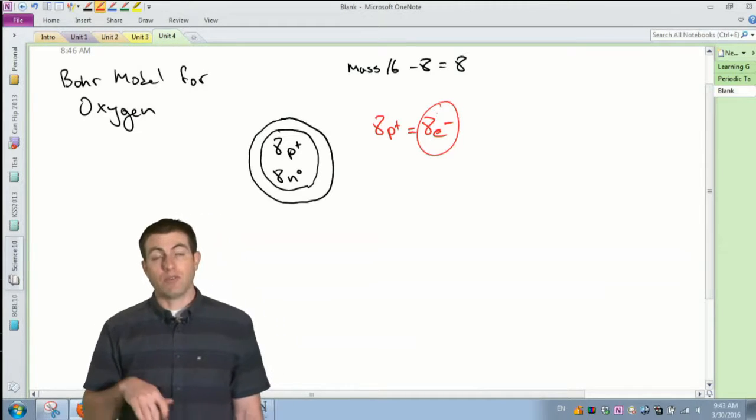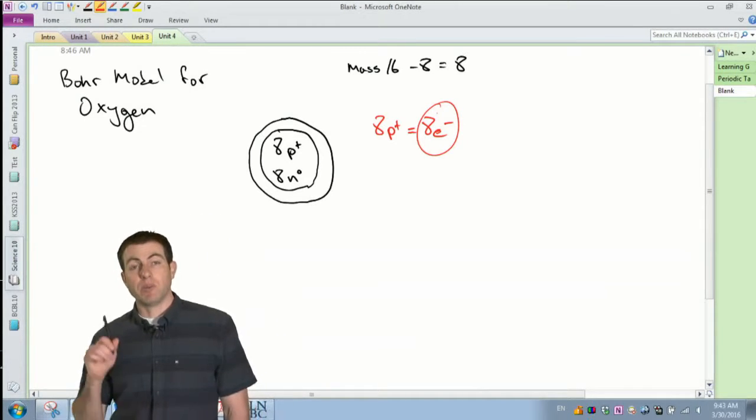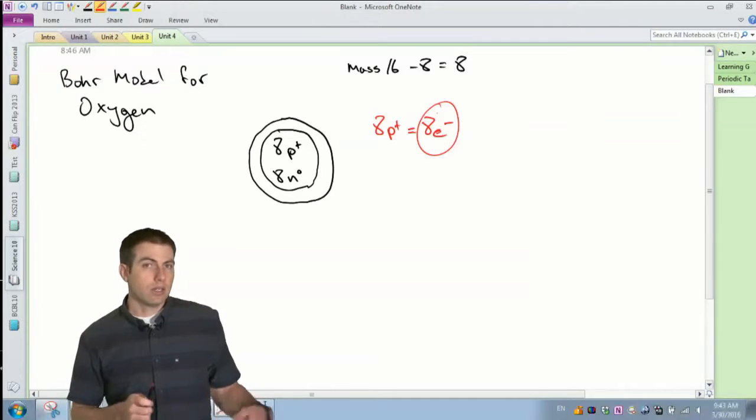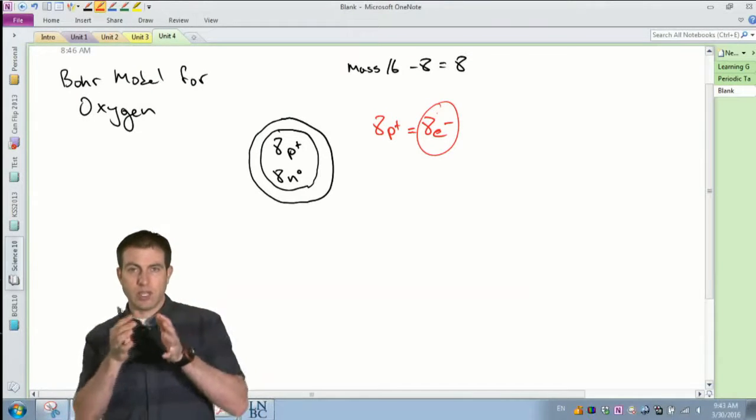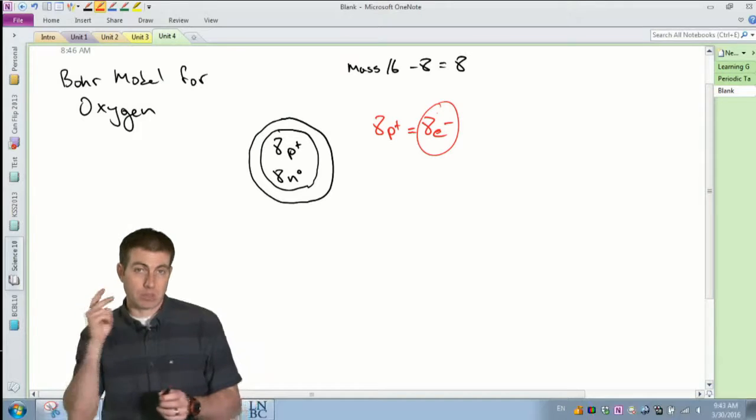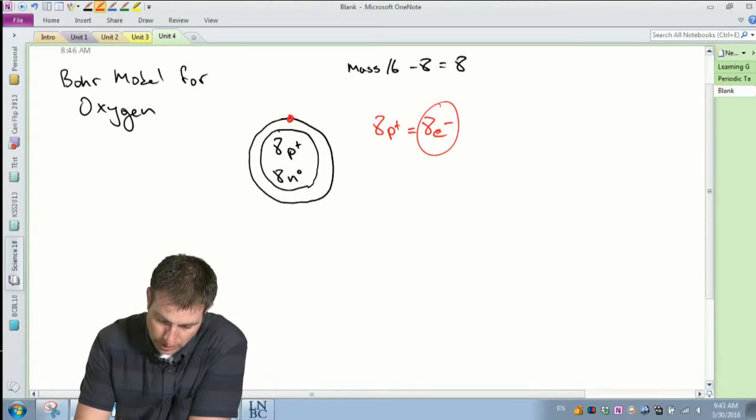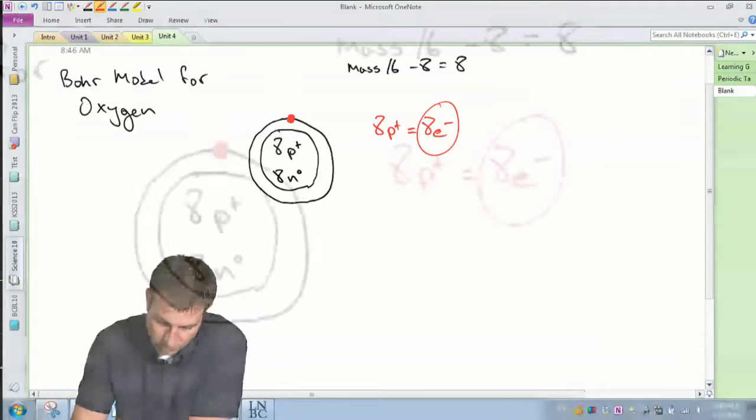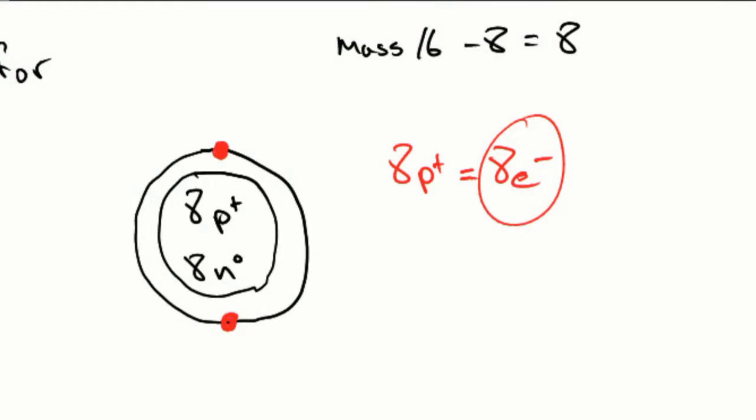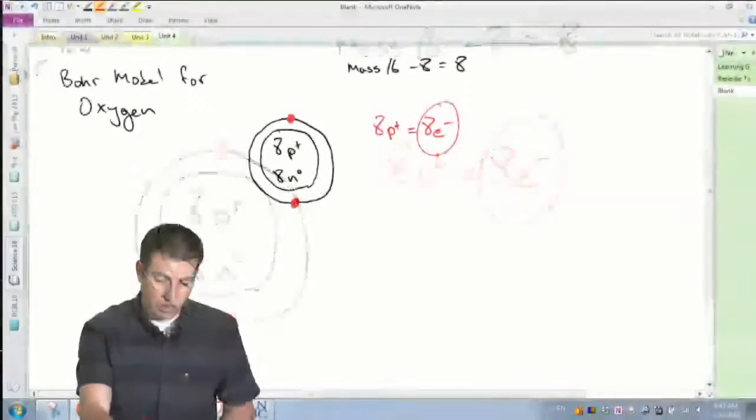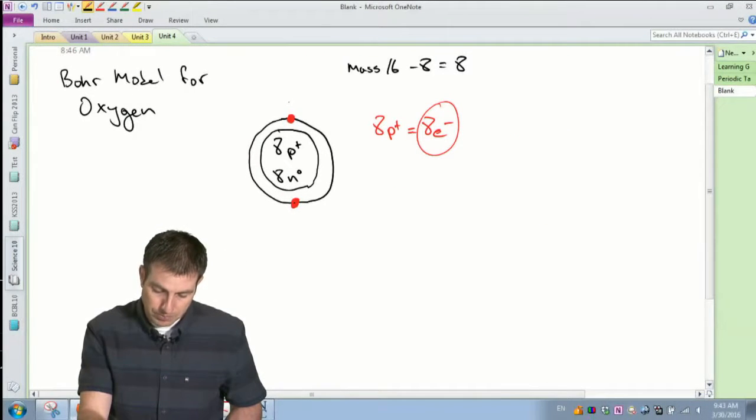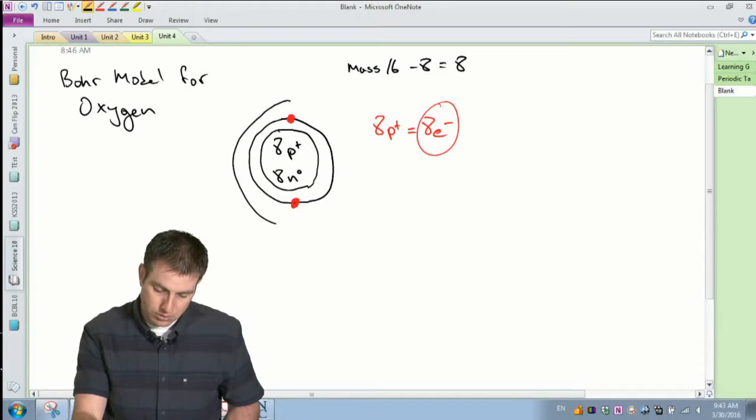Now, for a Bohr model, we need to remember the rules. The first shell, which we're going to start with, we're going to start at the inside and work our way out. The first shell can hold a maximum of 2. So I'm going to put 1 electron here, and then 1 here. So there are my 2 electrons in my first shell. That first shell is now full. I can't put any more electrons in it because it can only hold 2. So if I run out of room, I have to draw another shell.